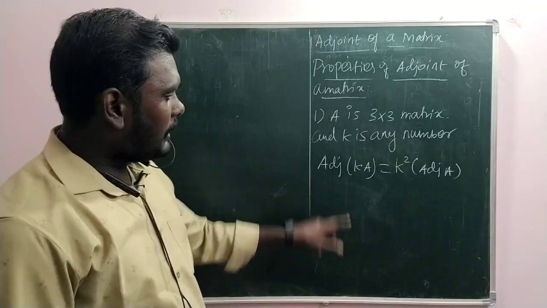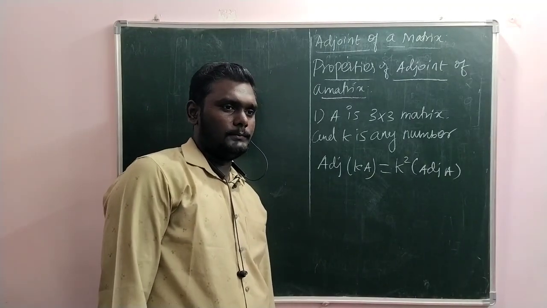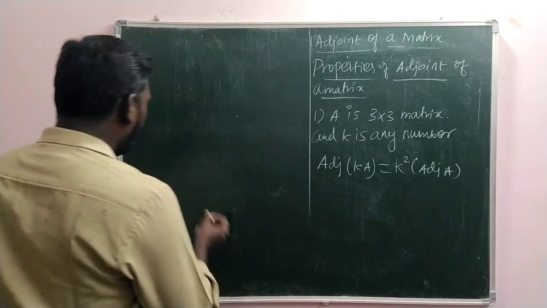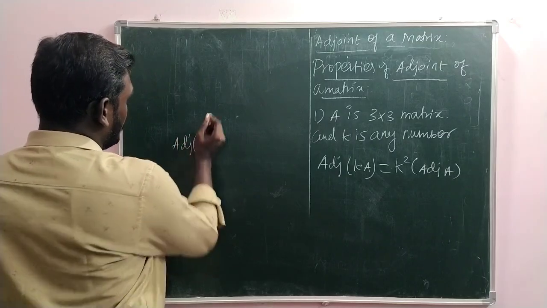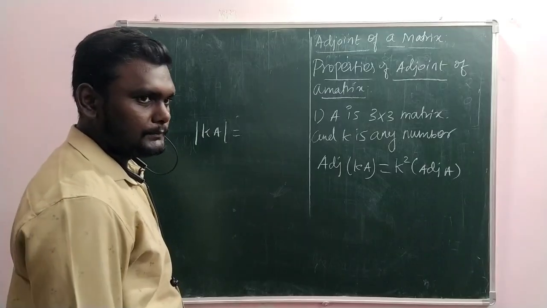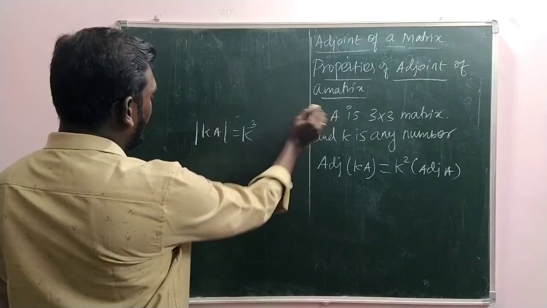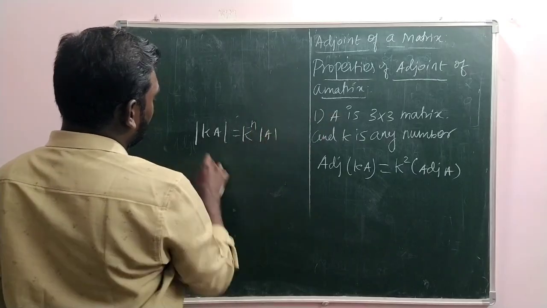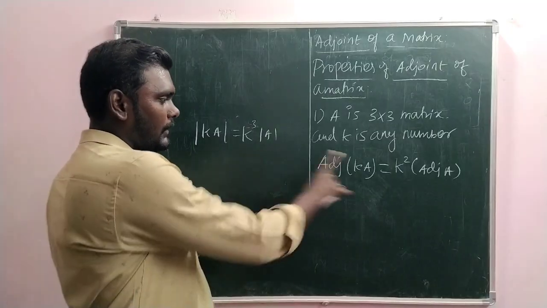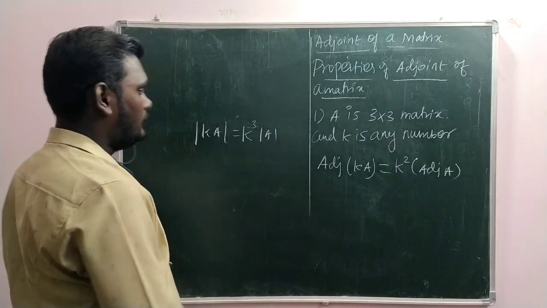Okay. The same property we have seen previously with the determinant. Remember? Properties of determinant. Can you recall what it is? Adjoint of KA is what? Sorry, not adjoint. Determinant of K into A is what? K power n into determinant of A. Suppose it is a 3 by 3 matrix, then here K cube will come. Both are similar, but here the degree will be 1 less. Don't get confused with those two properties.